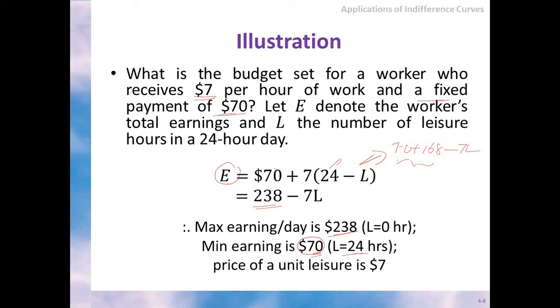Okay, and the price of unit leisure is 7, meaning that if you sacrifice 1 hour working, then you have to sacrifice $7. Okay, so this is if we illustrate the application using mathematical equation.